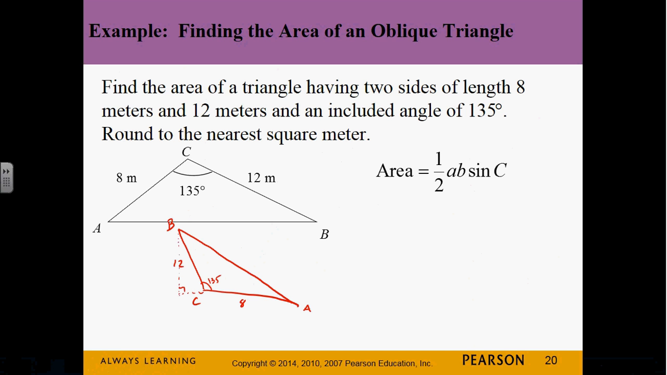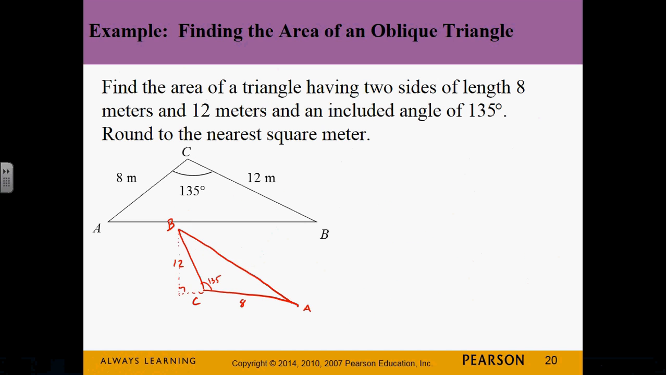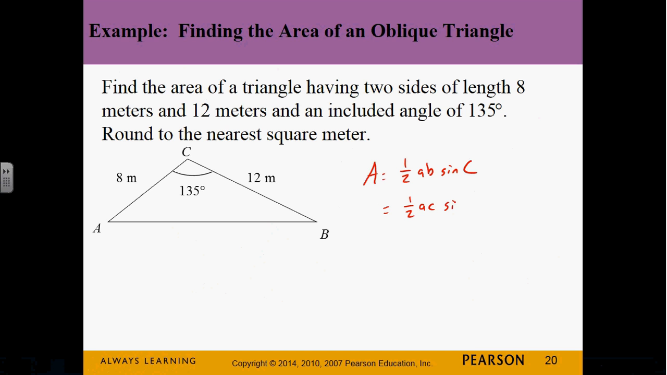So we can always do any combination of A, B, and C. Okay? You're going to have the two sides, the other angle. So we've got A and B, side C. We could also do A and C, side B, or B and A, or B and C, side A. Okay, so the formula will work out any way you do it. So we're talking about A equals 1/2 AB sine C, or 1/2 AC sine B, or 1/2 BC sine A. Any of these formulas will work for our area depending on what we're given.